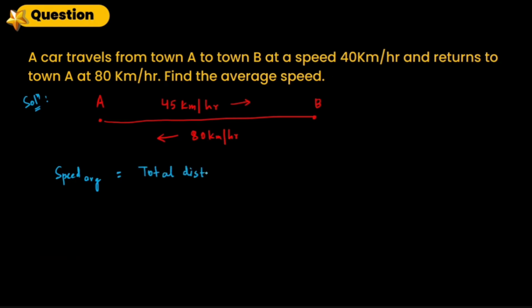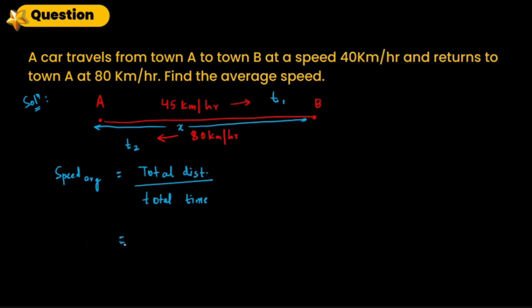So we need to first of all calculate what is the total distance the car has covered, and similarly, in what time it has covered. Then only we can talk about average speed. So in order to do so, we'll assume a few things: the distance between the two towns is supposed to be x, whereas when it is going from town A to town B, it took t1 time, and when it is coming back from town B to town A, it takes t2 time. So these are the assumptions.